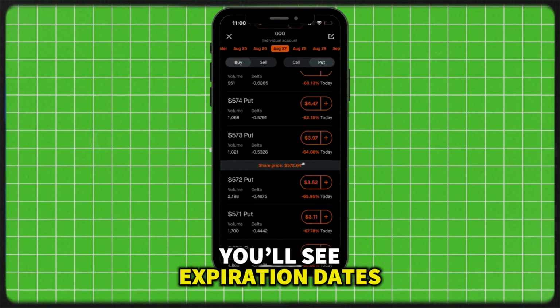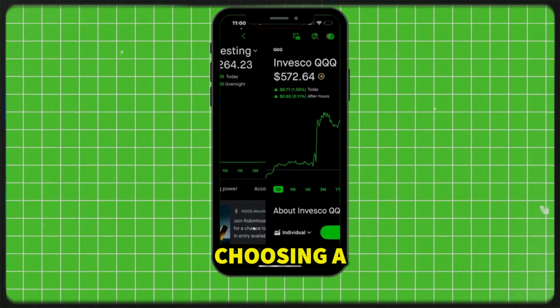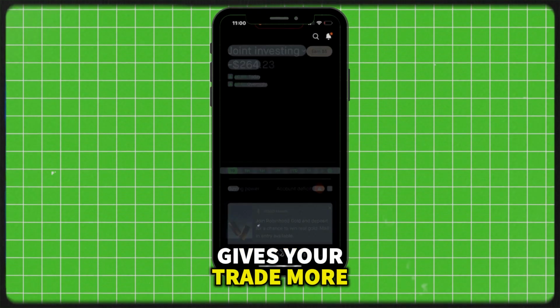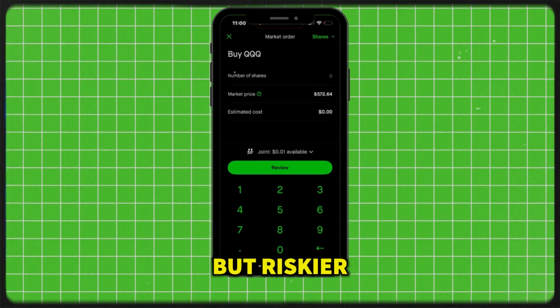You'll see expiration dates at the top of the screen. This shows when your contract ends. Choosing a longer expiration gives your trade more time but costs more. Shorter expirations are cheaper but riskier.